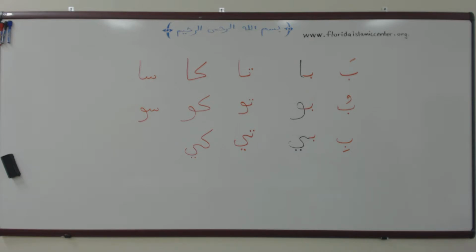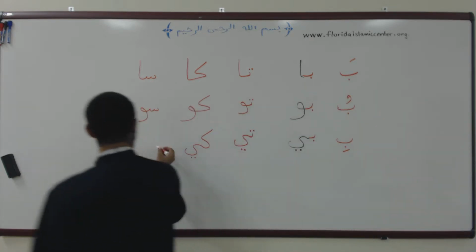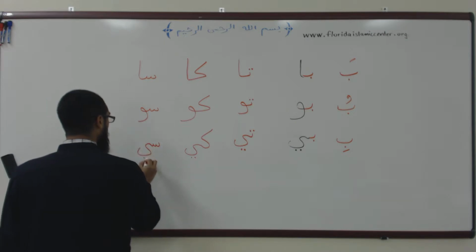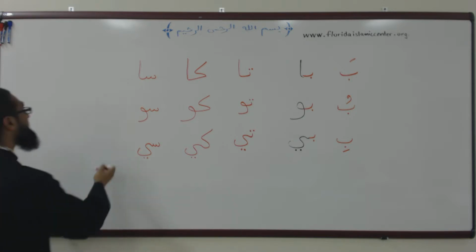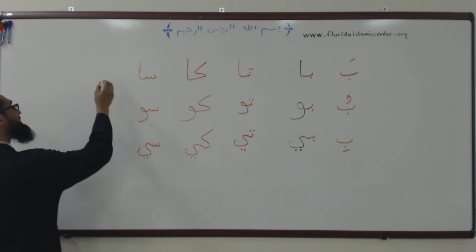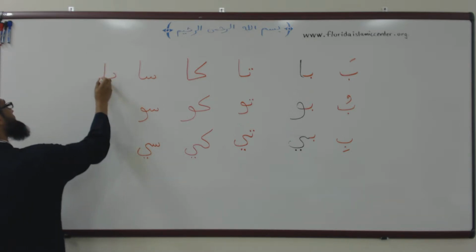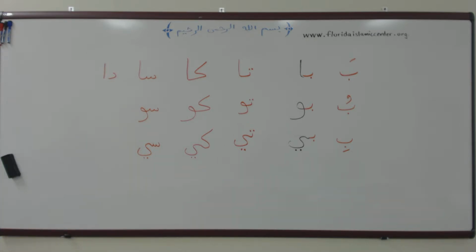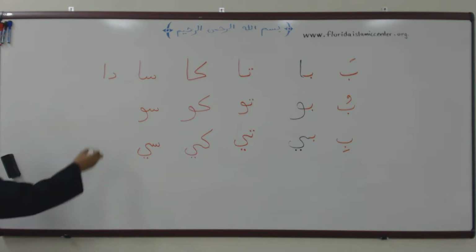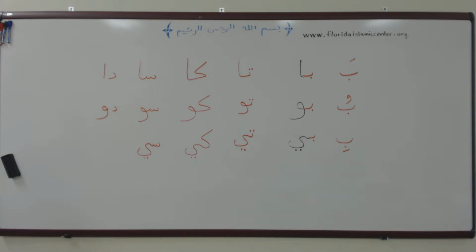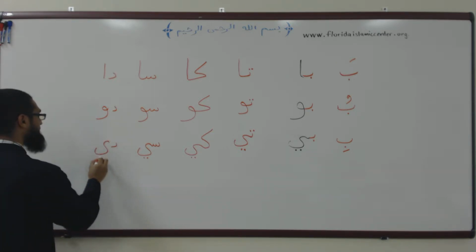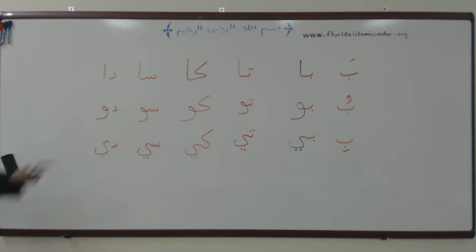Okay. So tell me, what about this one? Okay, guys. What about that? C, right? C. Okay, now tell me about this one. That's not a ra. That's a dal. Da. Da. Do. Now, why didn't I join the dal with the alif?